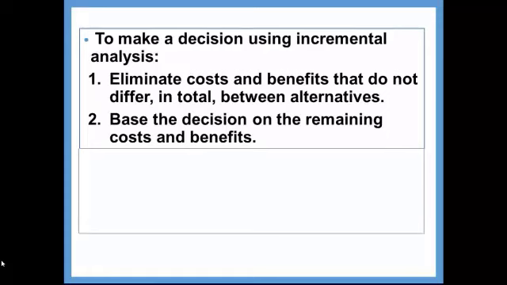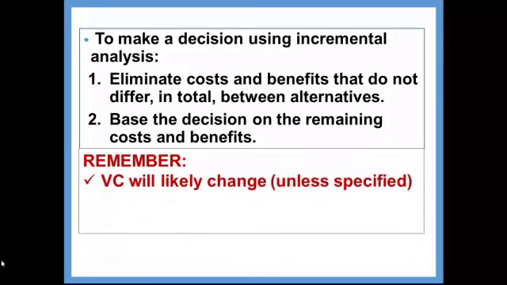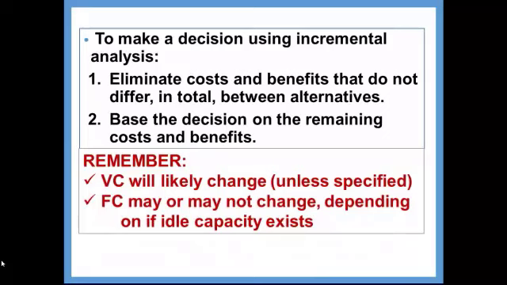Just by way of review, when you make a decision, variable cost will likely change. That's just the nature of these costs. Sometimes you will be given information that has you know that variable costs are not going to change. But unless that happens, you can assume variable cost will change when you make a decision. Fixed cost, on the other hand, may or may not change. It depends on if there's idle capacity. So it is important that you understand this idea of idle capacity.